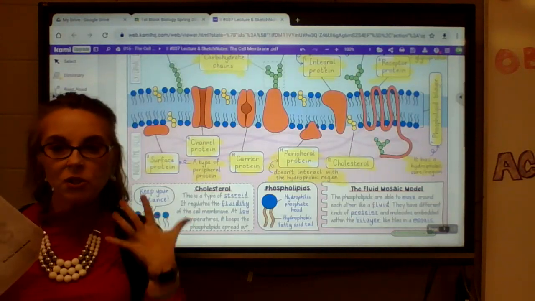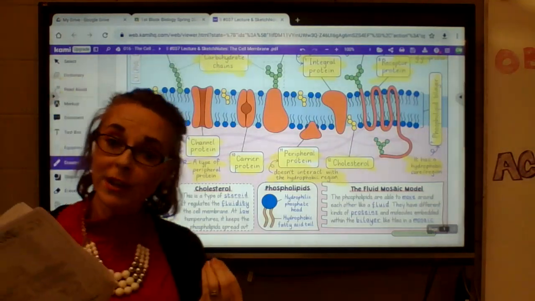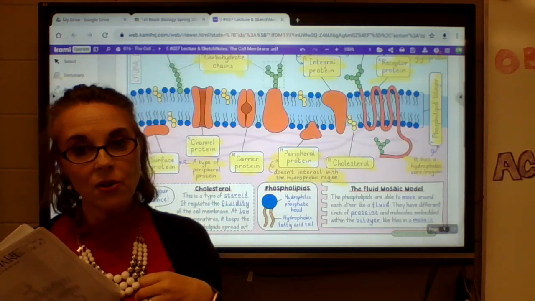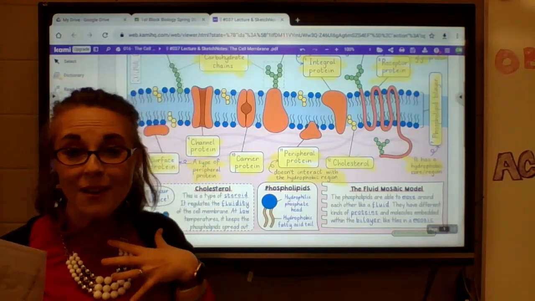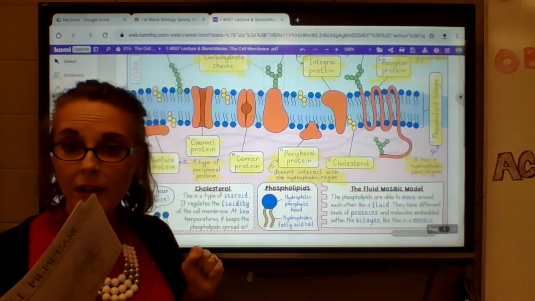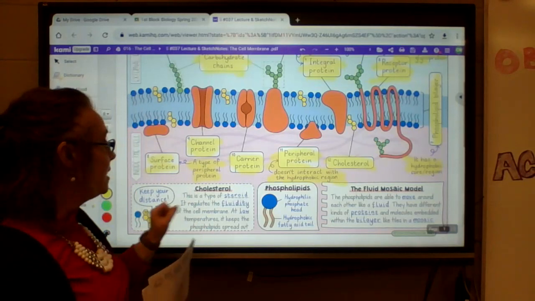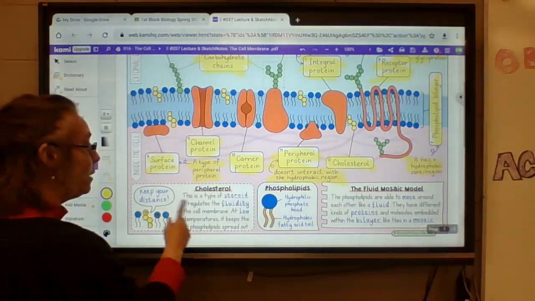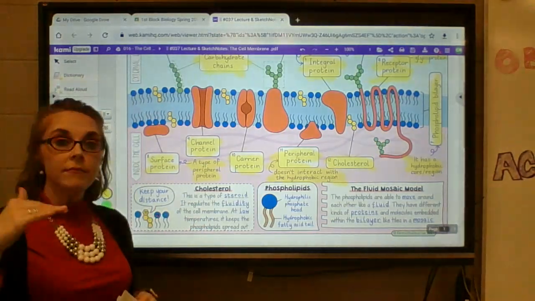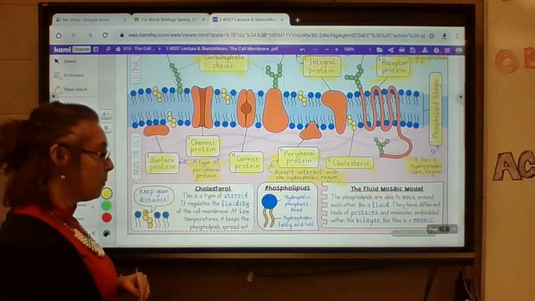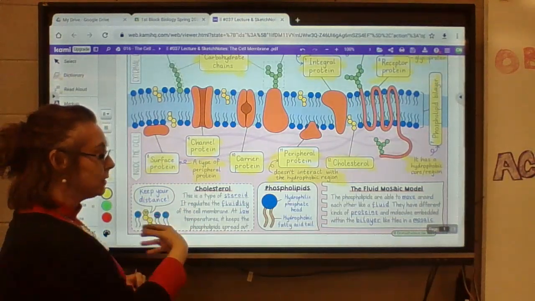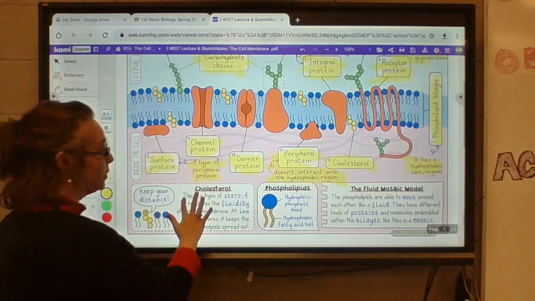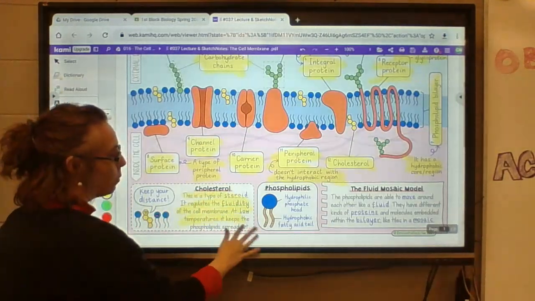We've talked about cholesterol before, and we talked about your good cholesterol versus your bad cholesterol, your good fats versus your bad fats. So here we're picking up that convo again. It says it's a type of a steroid. It regulates the fluidity, the fluidness of the cell membrane. So at low temperatures, it keeps them spread out. So that is going to be important.